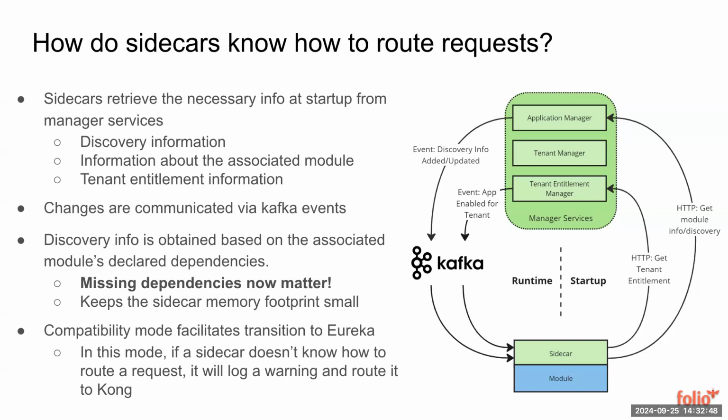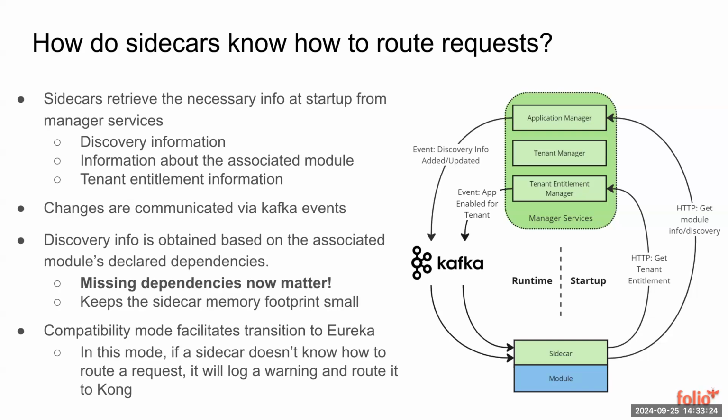A couple of important pieces I wanted to point out: the sidecars don't pull in all the discovery information. That's a lot of info, and we're trying to keep the memory footprint small on these. So we only retrieve the discovery information that's required. How do we know what's required? We rely on the information in the module descriptors, in this case the interface dependencies. We only retrieve discovery information from modules that provide the interfaces that their associated module depends on.